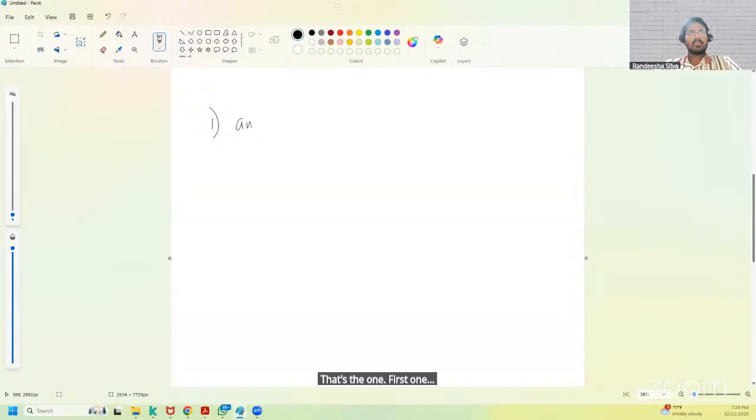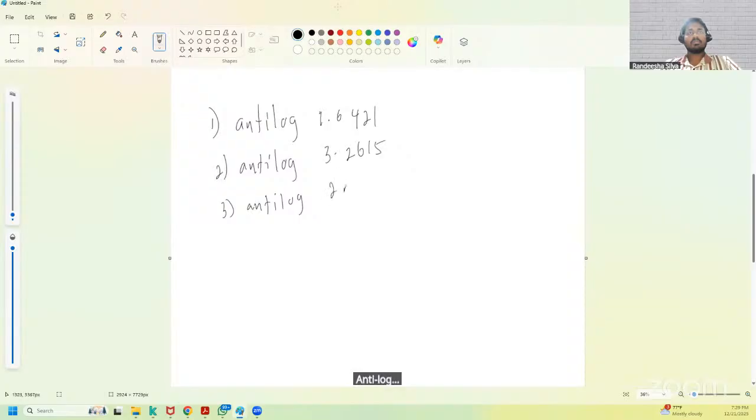First one, antilog 1.6421. Second one, antilog 3.2615. Third one, antilog 2.5413. Okay, so you can do it.